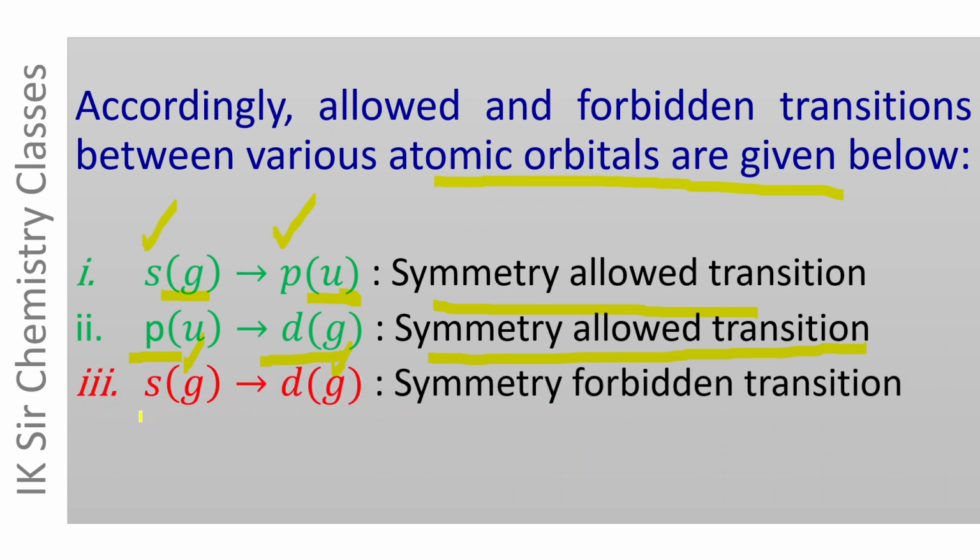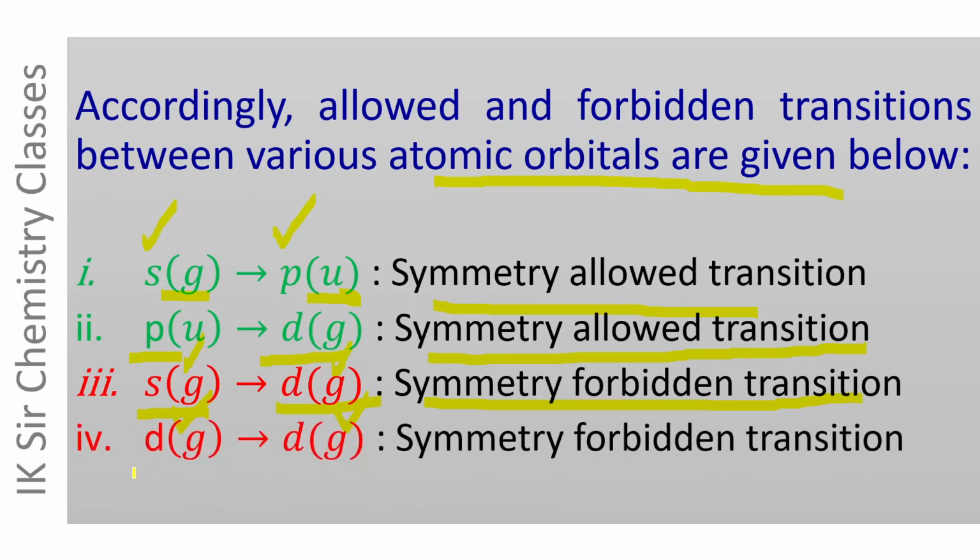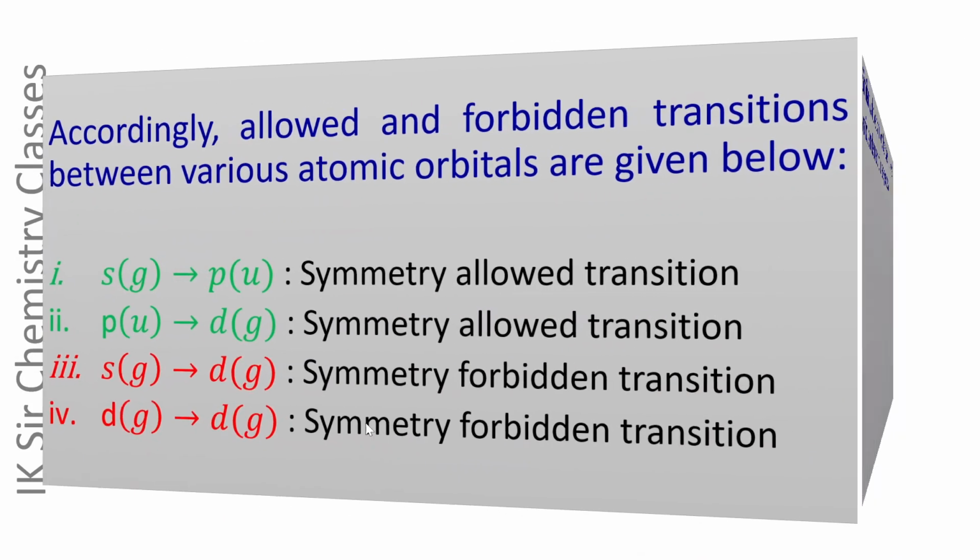And if transition takes place from s orbital to d orbital, that is from gerade orbital to gerade orbital, it will be symmetry forbidden. And the transition from d orbital to d orbital, that is dd transition, the electronic transition which takes place between two d atomic orbitals is called dd transition, and it is symmetry forbidden because it does not lead to change in parity of the orbital. S to P is symmetry allowed, P to D is symmetry allowed, but S to D or D to D is symmetry forbidden.